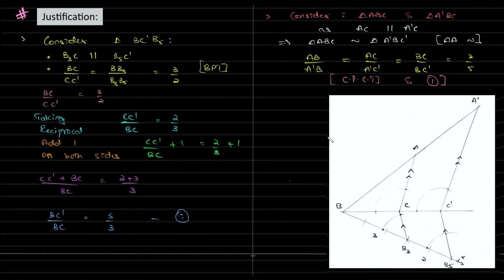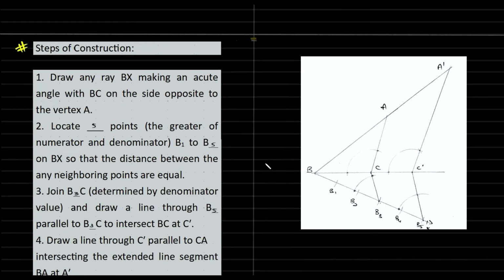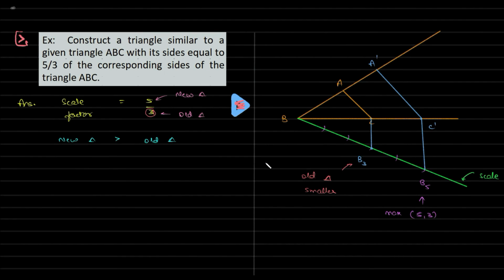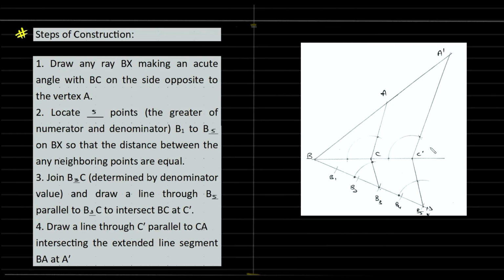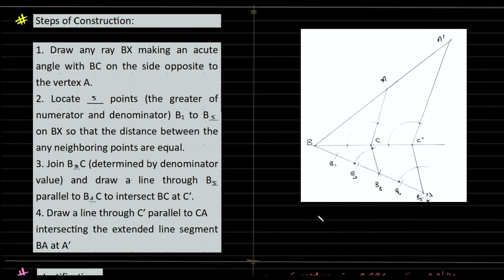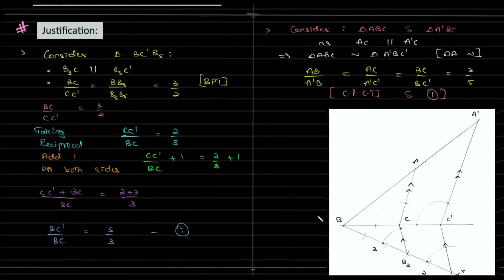This is not required for your exam. Please don't draw for your exams. Don't redraw anything. So this is your logic: steps of construction and rough diagram, then steps of construction actual, and then the justification.